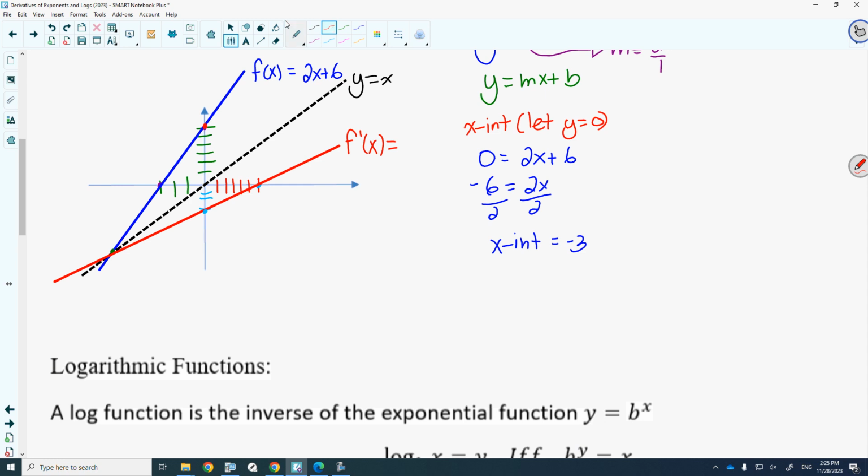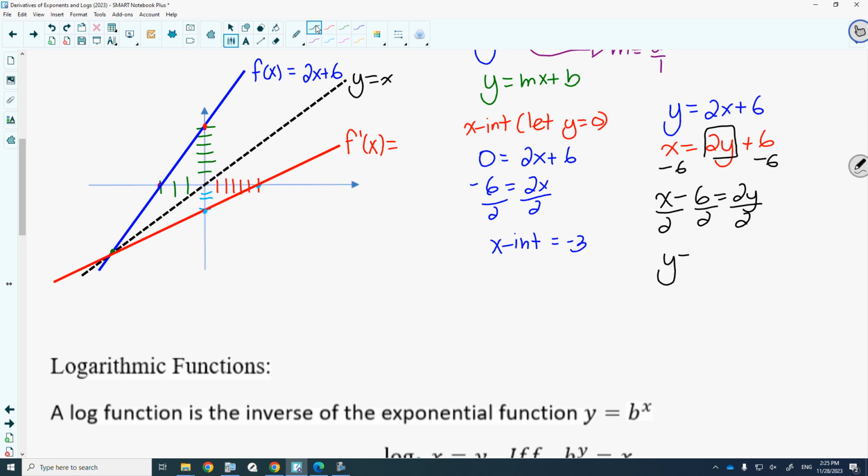So how do we find the equation of this red line? The original equation was y is equal to 2x plus 6. Do you remember what we do for inverse equations? You switch the x and the y. So switching the x and the y would become x is equal to 2y plus 6. So for inverse equations, we switch x and y, and then we solve for y. So if I was to solve for y, I would get x minus 6 is equal to 2y. Divide by 2, divide by 2. Y is equal to 1 over 2 x minus 3.